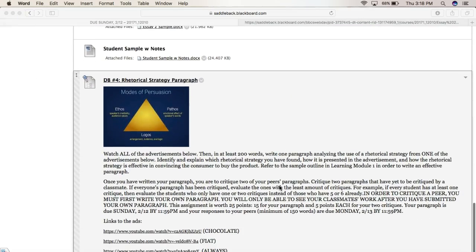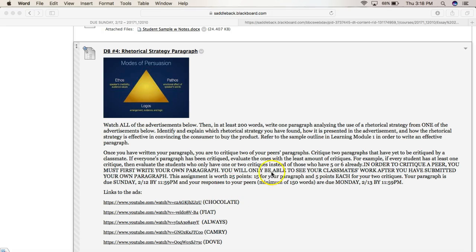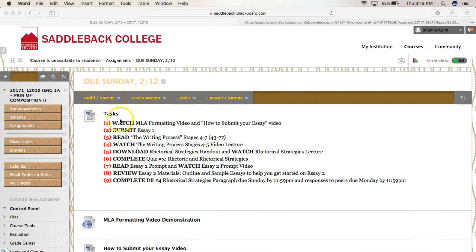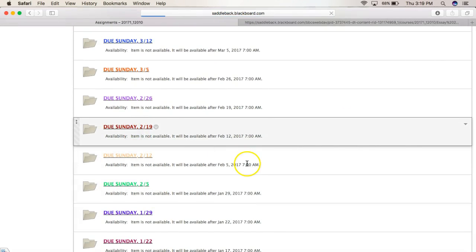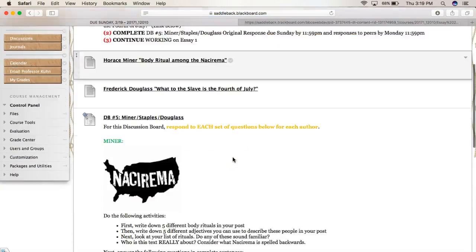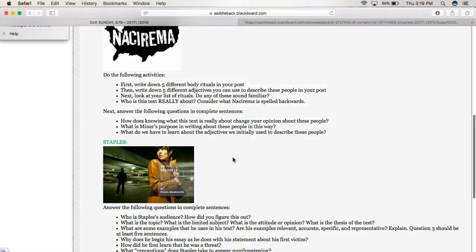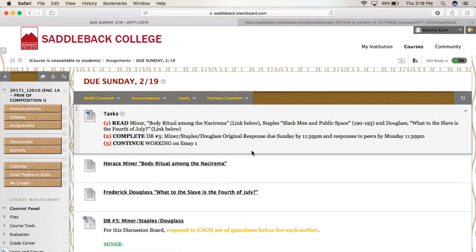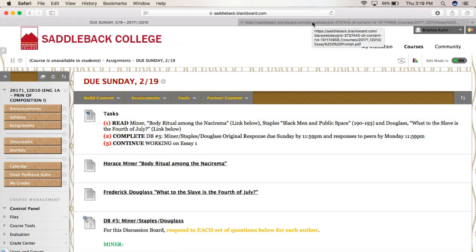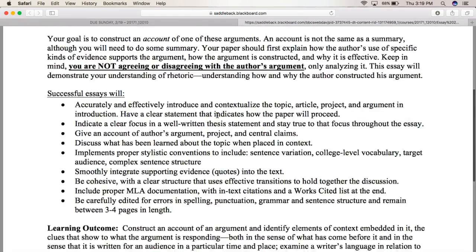And then we'll do a discussion board where you practice identifying rhetorical strategies in an advertisement. And then when we get to the next week, assignments due on the 19th, that's when you'll read the text, and then you'll have a discussion board which asks you to kind of work with each of the 3 texts, and then we'll move on to the rough drafts. So this should come together pretty nicely for you in terms of how the assignment sequence is designed, okay?